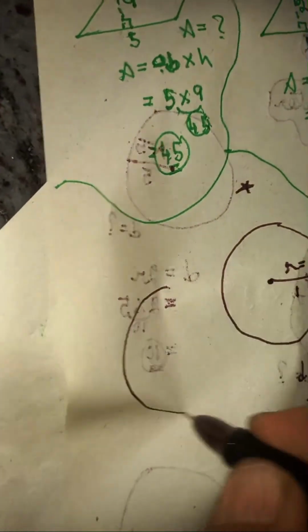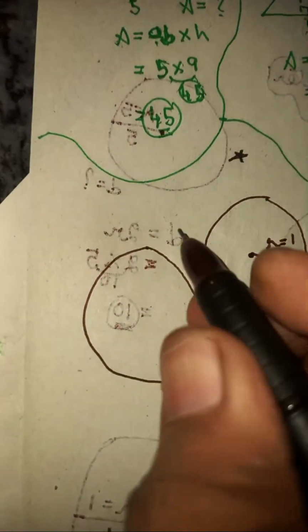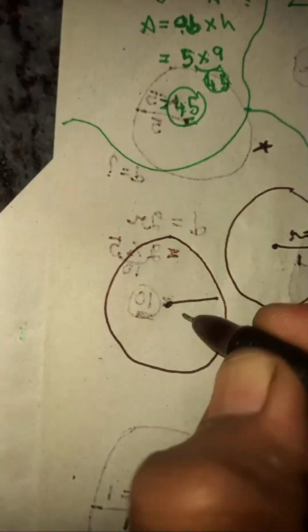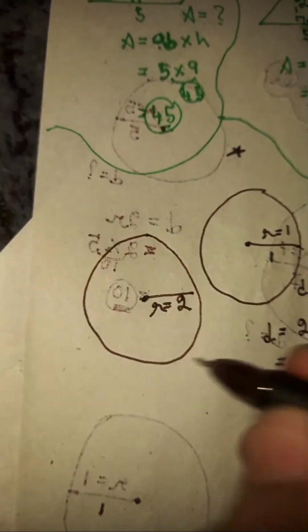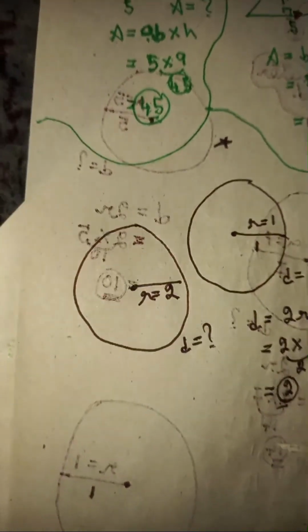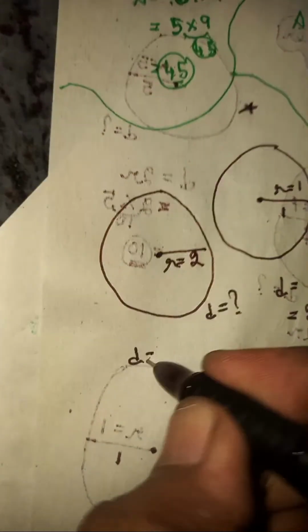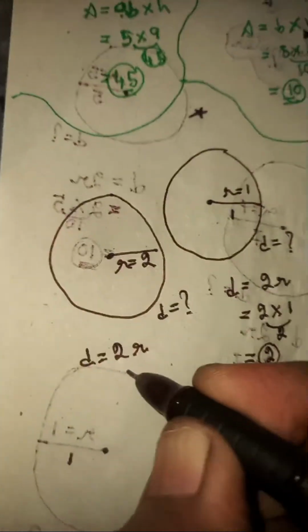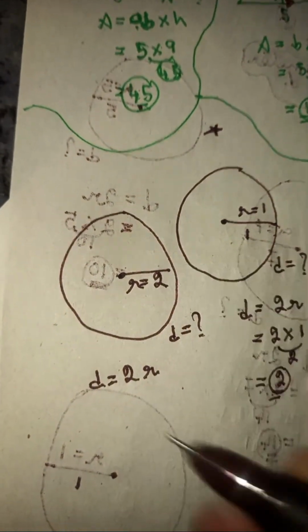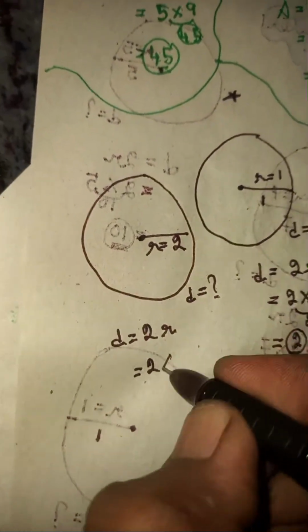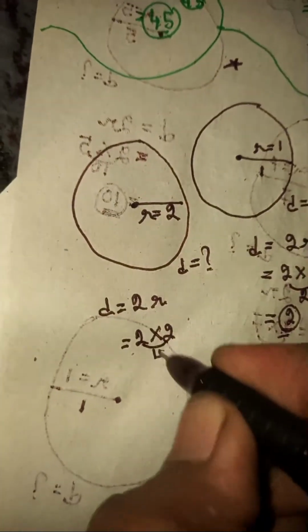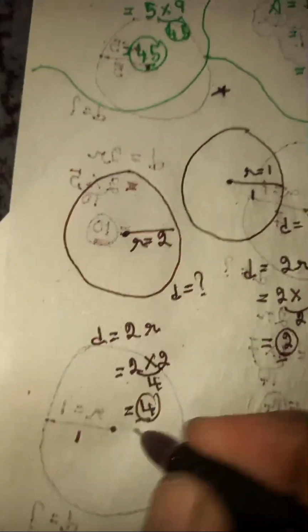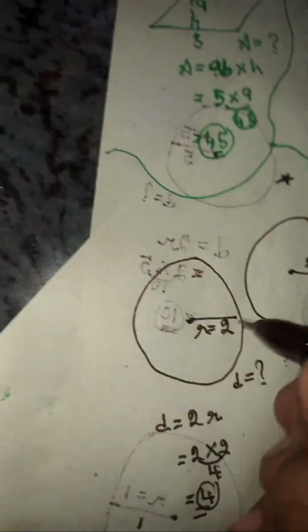Let's take one more circle. In this circle they have given the radius as 2 units, and you need to find the diameter. Diameter means 2 times the radius. So here the radius is 2 units, and it's going to be 2 times 2 units. 2 times 2 is 4 units. So here the diameter is 4 units, that is, 2 times the radius.